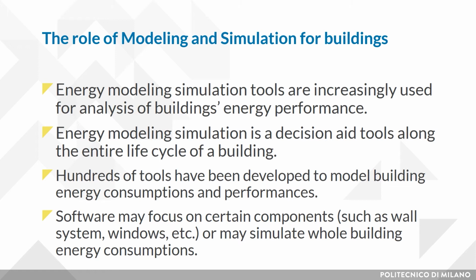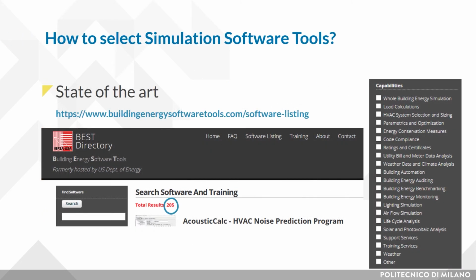Hundreds of different tools have been developed and they are available on the market. Some of them focus on certain components or requirements, such as envelope, acoustic comfort, or lighting, for example. Or some others may simulate the whole building energy consumption. So, considering the multitude of software available in the market for the construction sector, how to select the most suitable for my modeling simulation goal? As just anticipated, tools may focus on certain parts of the system, the building model, the plant model, or both.